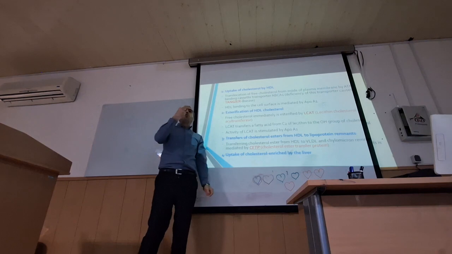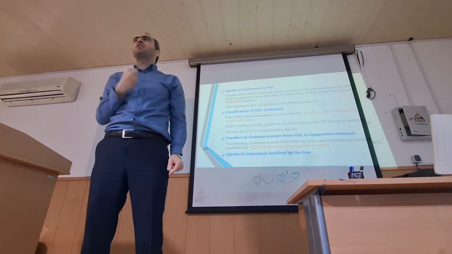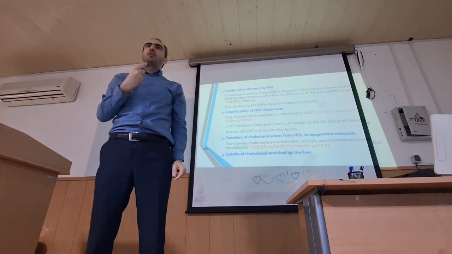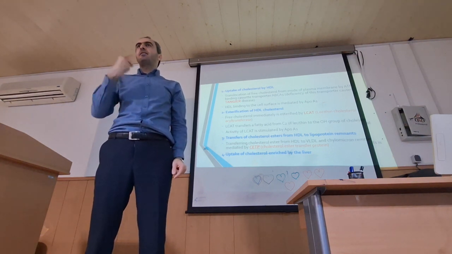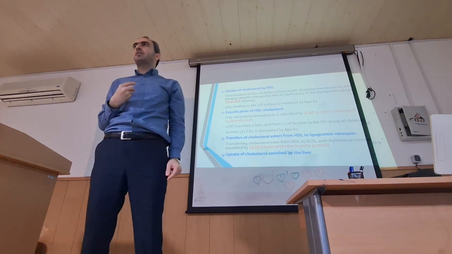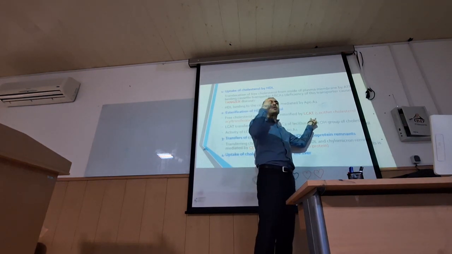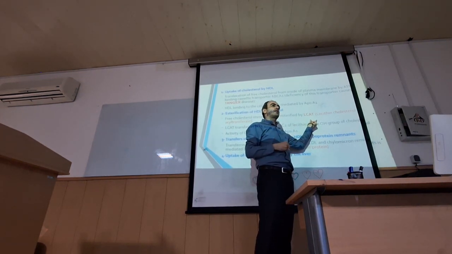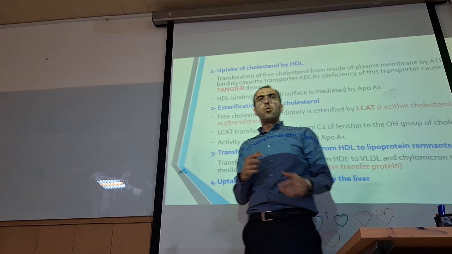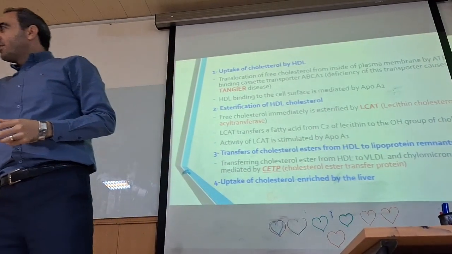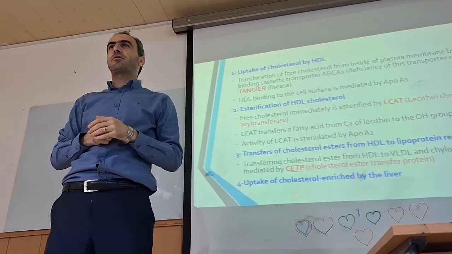So from what molecule do we receive this fatty acid? From phospholipids. Which one is important in the cell membrane? Lecithin. Lecithin is the highest amount of phospholipid in the cell membrane. So we have an enzyme known as LCAT. It's a so important enzyme in the metabolism of HDL. It's known as lecithin cholesterol acyltransferase. What's the meaning of that? It means receiving a fatty acid from lecithin and adding it to the cholesterol to produce cholesterol ester.